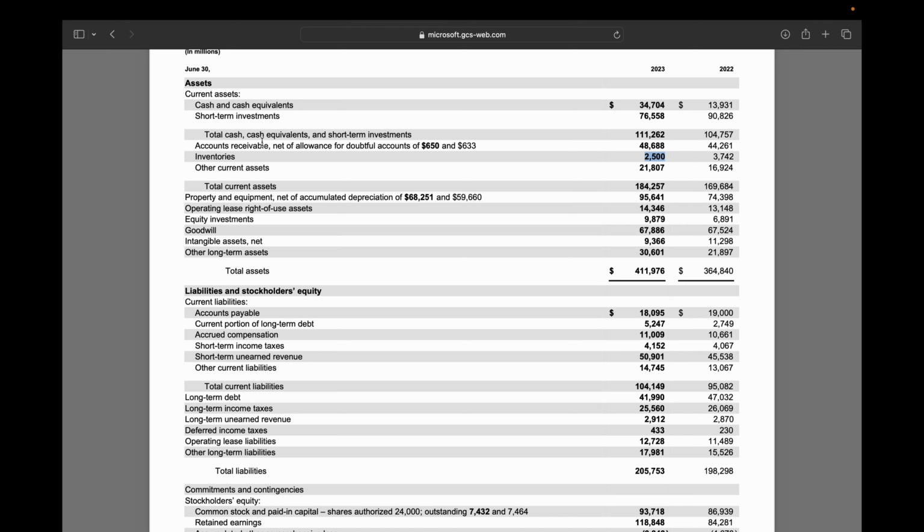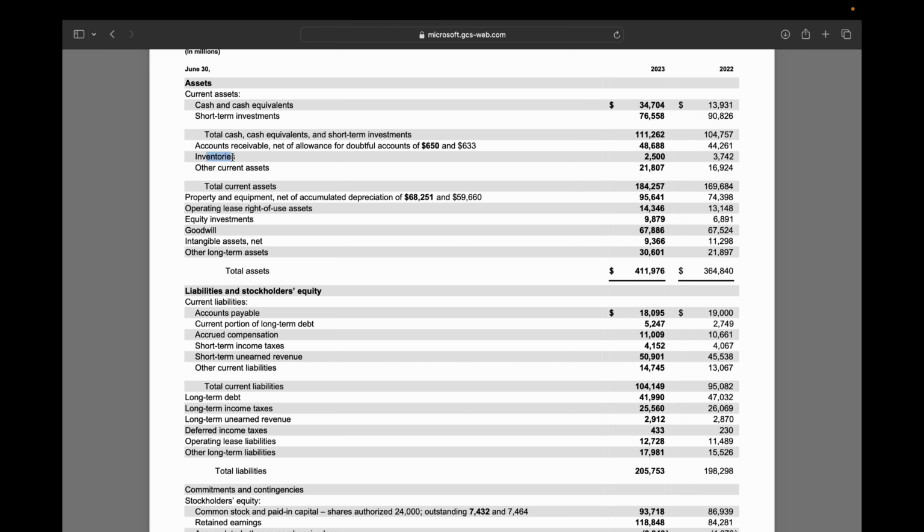Next, let's look at accounts receivable. Microsoft here has an accounts receivable balance of $48 billion. Accounts receivable is essentially the money that Microsoft has billed for but not received yet. And accounts payable is the opposite.